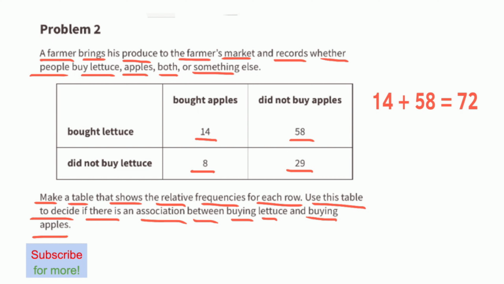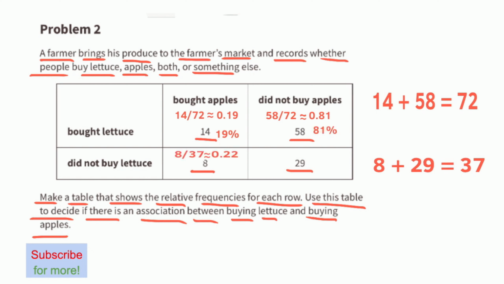Now let's find the number of people who did not buy lettuce. 8 people did not buy lettuce but bought apples, and 29 people did not buy lettuce and did not buy apples. That's a total of 37 people who did not buy lettuce. 14 out of 72 people bought apples and bought lettuce. That's 19% of the people. 58 out of 72 people did not buy apples but did buy lettuce. That's 81% of the people.